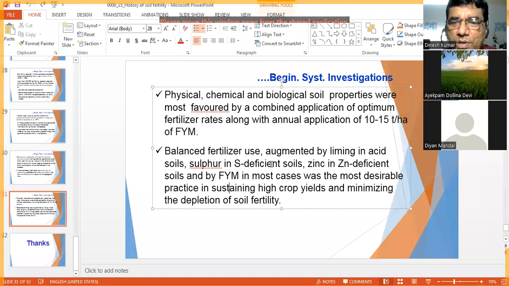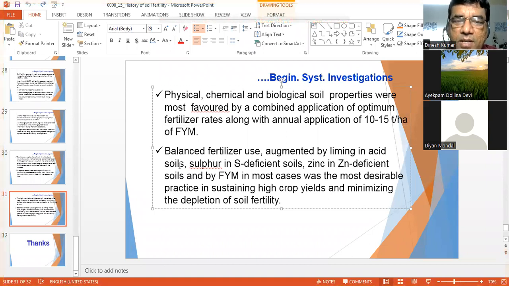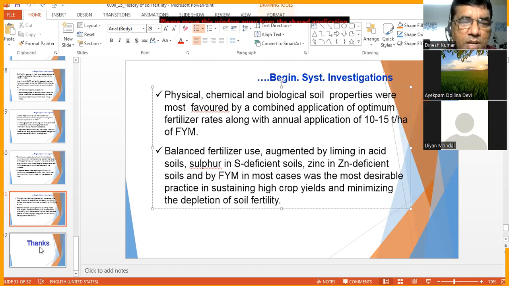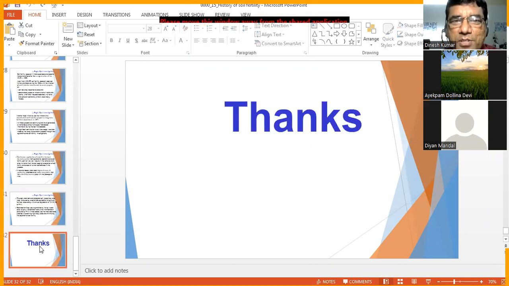Balanced fertilizer use augmented with liming in acid soils, sulfur in sulfur deficient soils, zinc in zinc deficient soils, and FYM in most cases was the most desirable practice in sustaining high crop yields and minimizing the depletion of soil fertility. So this is how I tried to teach you the history of soil fertility in brief. Do you have any question on this?